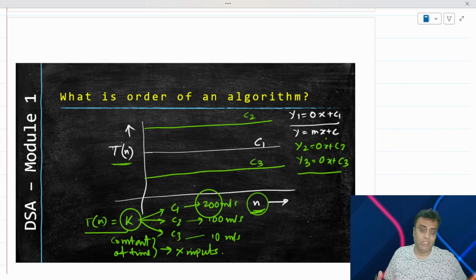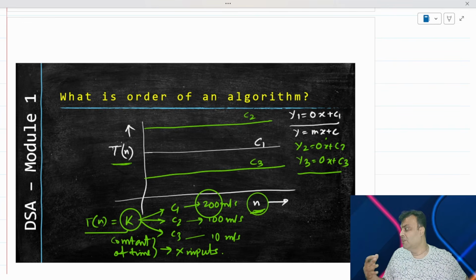So when I showcase my algorithm to the entire wide world, will I tell them that my algorithm executes in 200 milliseconds? No. I will tell them that my algorithm executes in a constant amount of time. No matter however you change the number of inputs, my algorithm will never change. It will always execute in a constant amount of time.